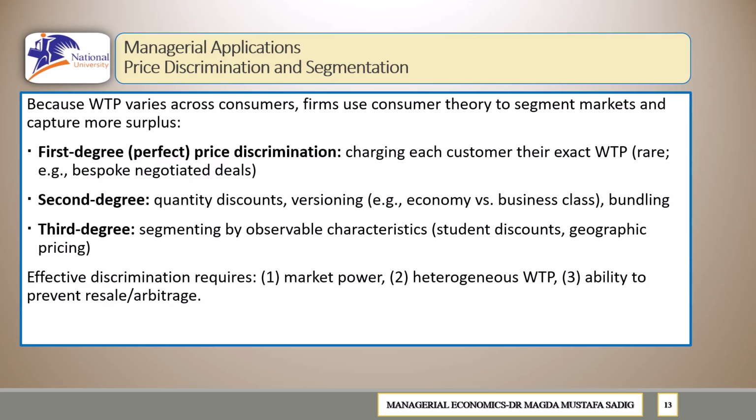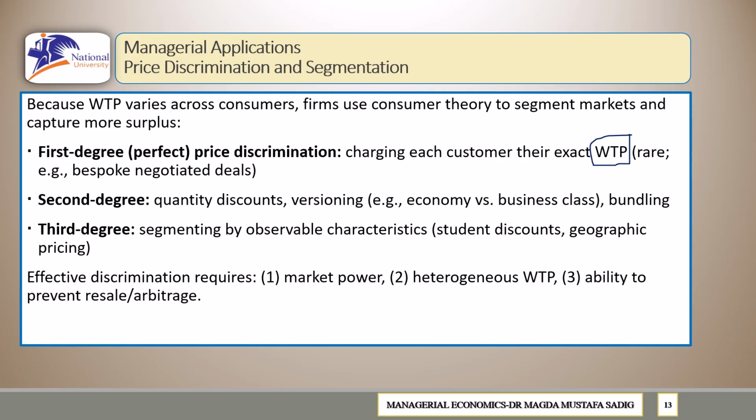For example, if you go to an auction, the auction is based on the willingness to pay. The price of the products in the auction is equal to the willingness to pay of the consumer.